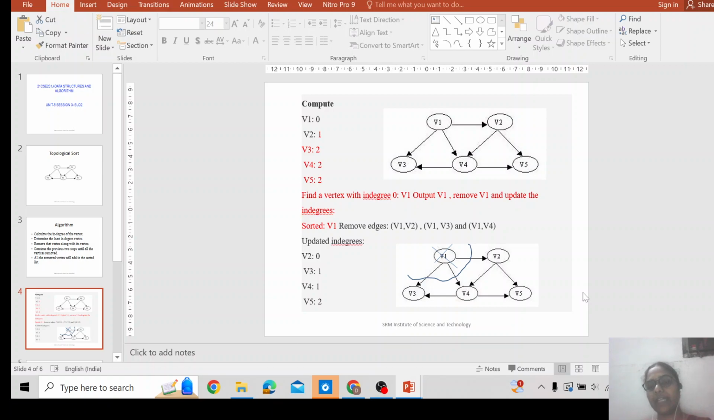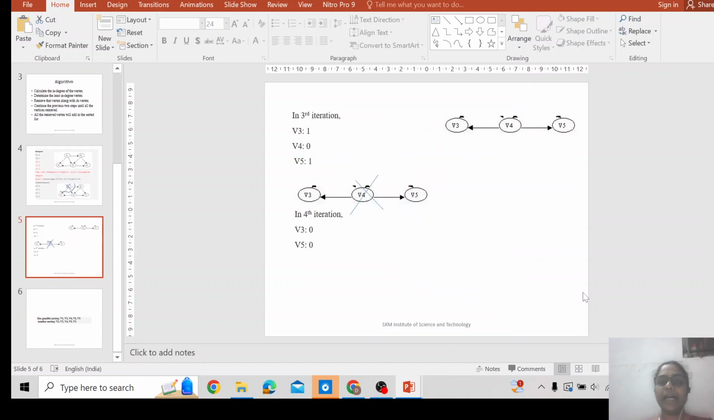So finally we have the remaining vertices V2, V3, V4, V5. Now calculate the in degree of the available vertices. V2 has no incoming connectivity, so the in degree of V2 is 0, V3 is 1, V4 is 1, and V5 is 2. Now we have the 4 vertices. Out of the 4, the one with the least in degree is V2. So in this iteration, V2 will be removed along with its edges, and we will have the updated vertices V3, V4, V5.